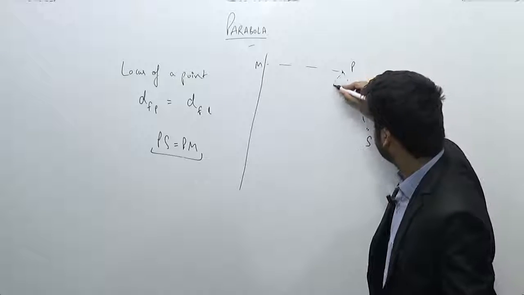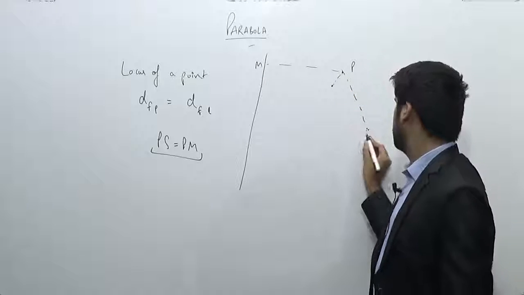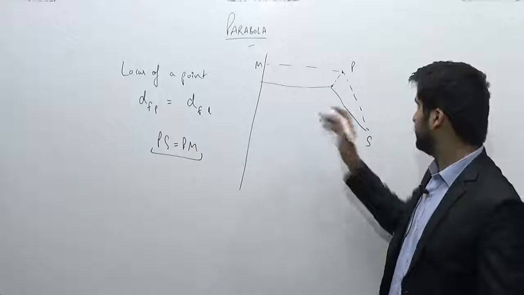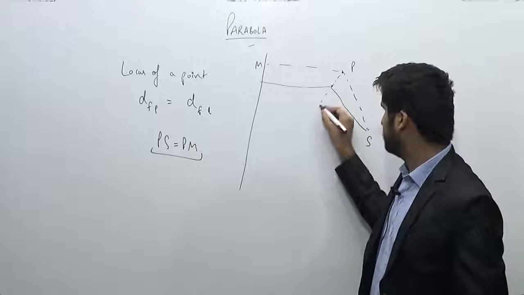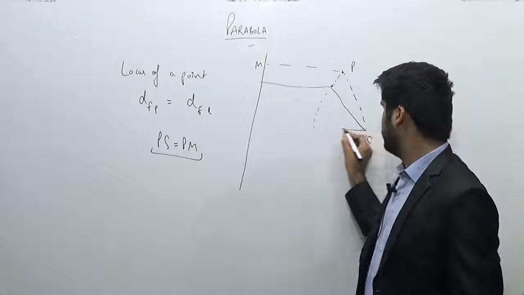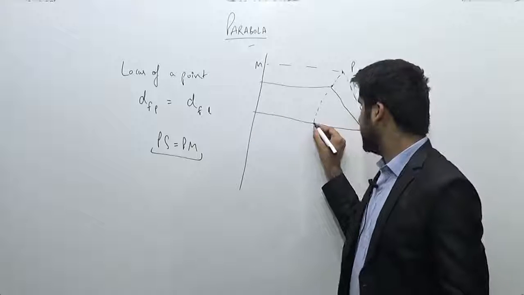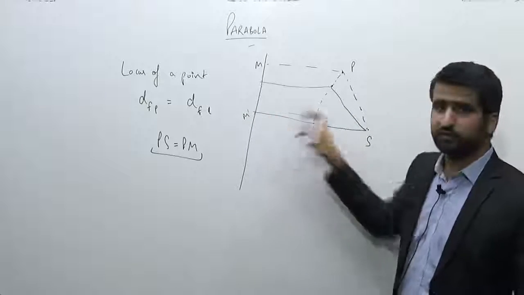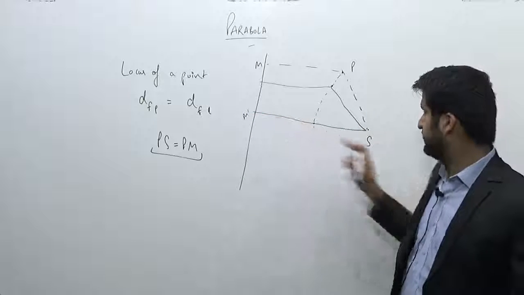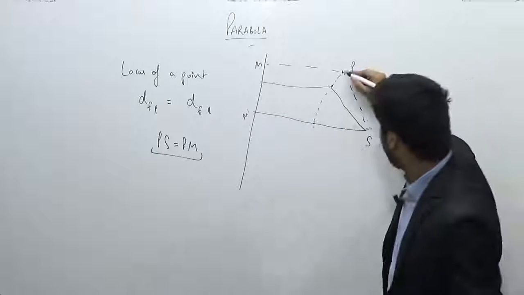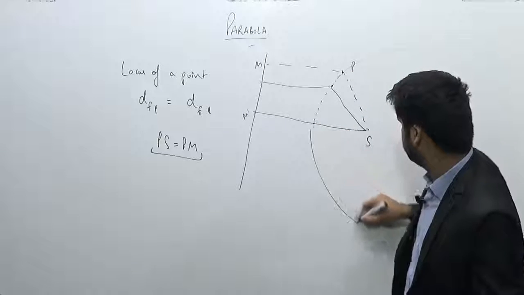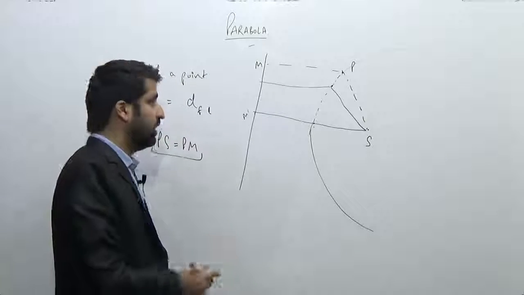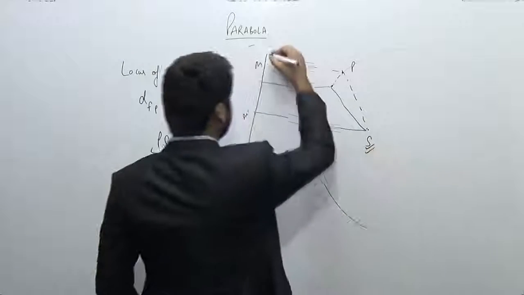So the next point will be somewhere over here. This will be the distance and this will be the distance from the line. Similarly here and here, and when this line is perpendicular, it will come at the midpoint. So this point will be the midpoint of the line joining this point and the focus. So the parabola will look something like this. Right? So that's how we obtain a parabola. We just need a fixed point and a fixed line.